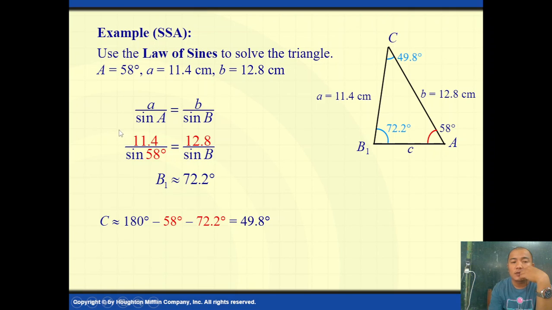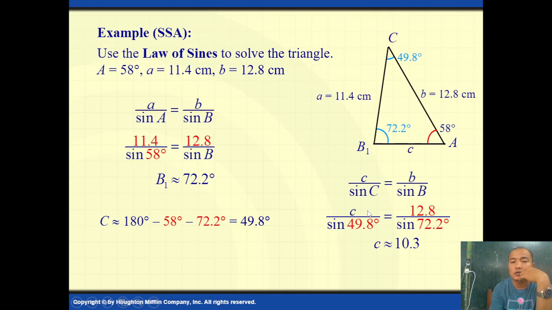So we have sine B here, cross multiplication. Then 12.8 times sine 58 divided by 11.4, shift sine. Then you will come up with the answer 72.2 degrees. Then to solve for angle C, 180 minus 58 minus 72.2 degrees is 49.8 degrees. Okay, we already have solved the three angles. Side C na lang. So side C is C over sine C is equal to B over sine B.